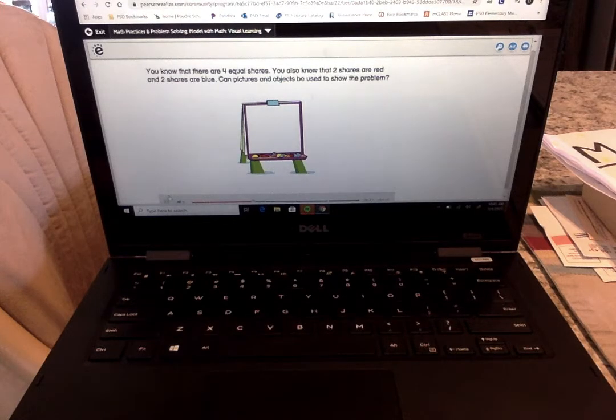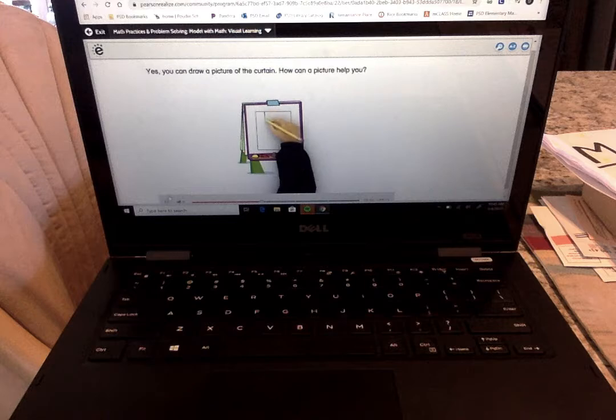Can pictures and objects be used to show the problem? Yes, you can draw a picture of the curtain. How can a picture help you?